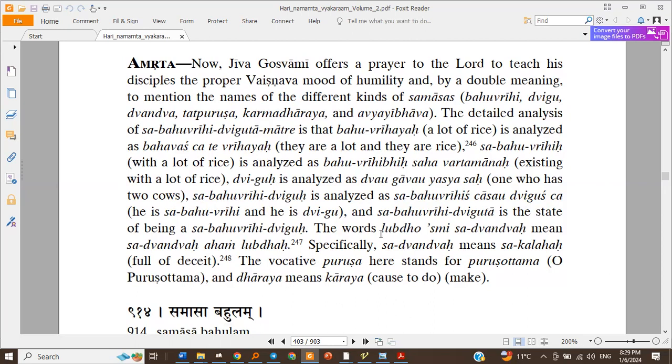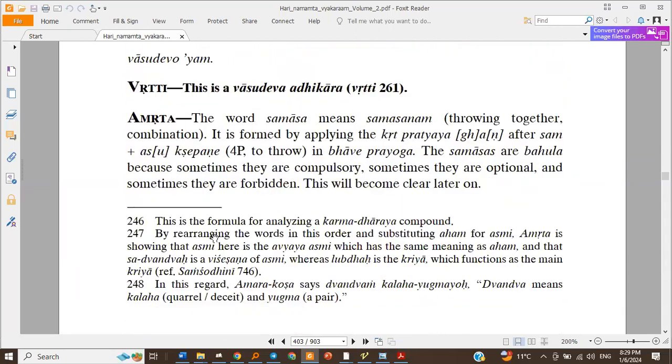The words lubdhosmi sadvandvah mean sadvandvah aham lubdha. That is by rearranging the words in this order and substituting aham for asmi. Amrita is showing that asmi here is the avyaya asmi, which has the same meaning as aham, and that sadvandvaha is a visheshana of asmi, whereas lubdha is the kriya, which functions as the main kriya.